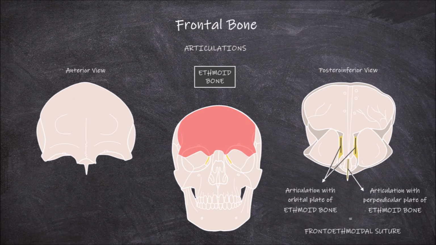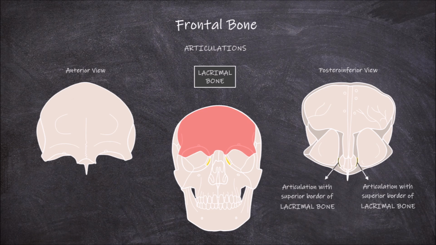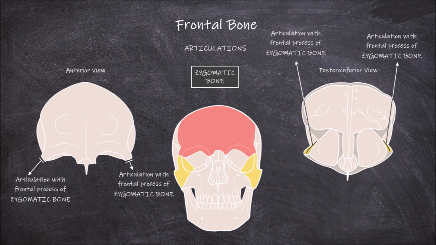The next articulations are with the two lacrimal bones. The lateral regions of the nasal notch of the frontal bone articulate with the superior border of the lacrimal bones. These articulations form the frontolacrimal sutures. The final two articulations are with the two zygomatic bones. The zygomatic processes of the frontal bone articulate with the frontal processes of the zygomatic bones. These articulations form the frontozygomatic sutures.